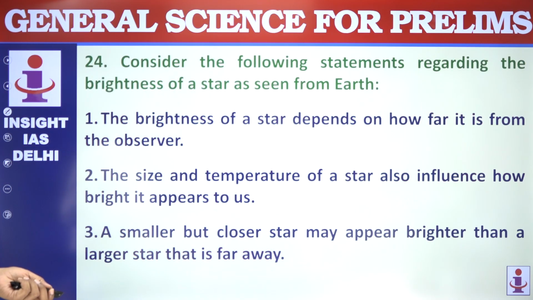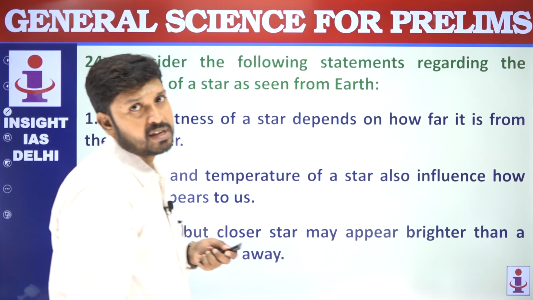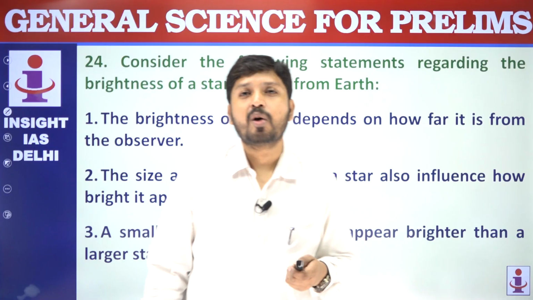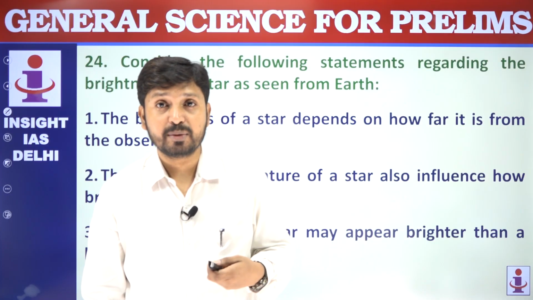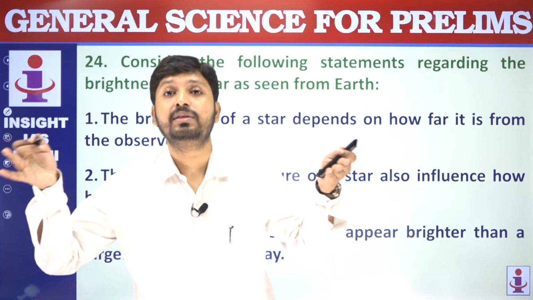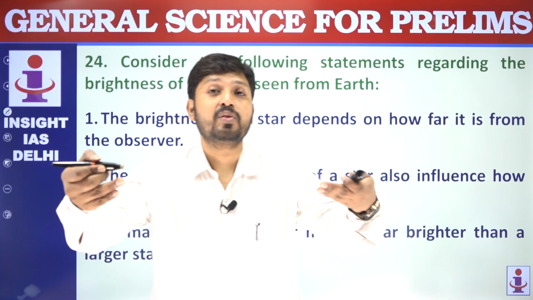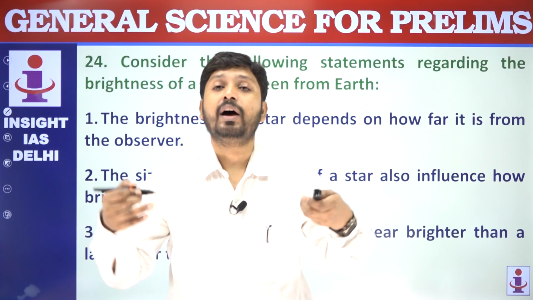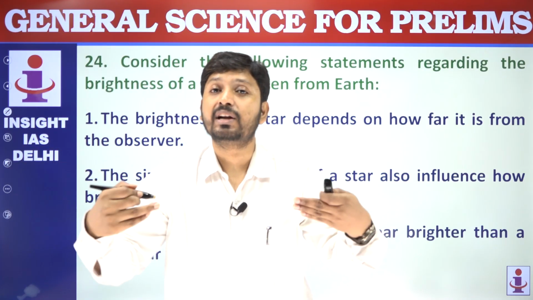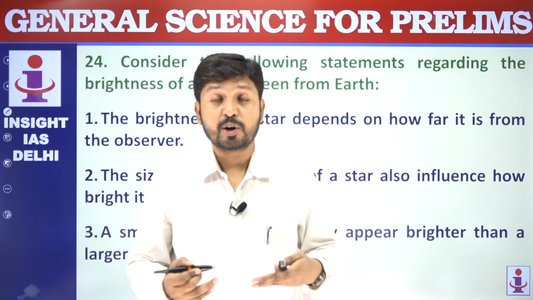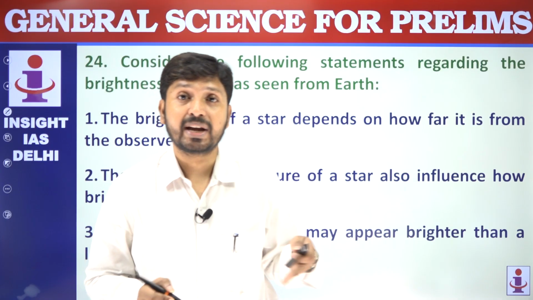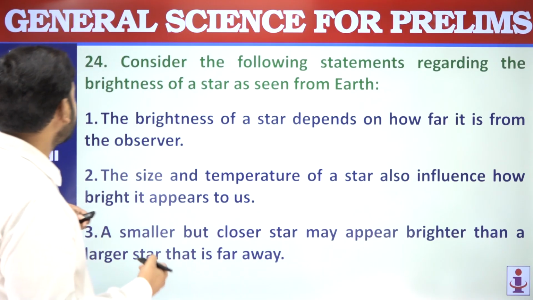Consider the following statements regarding the brightness of a star as seen from the Earth. There are certain factors on which the brightness of a star depends. For example, if the size of the star is very big, the brightness will be very high. If the distance of the star is very close or very far, that also impacts the brightness, and the temperature of the star also impacts the brightness. So based on this, let's read the statements.